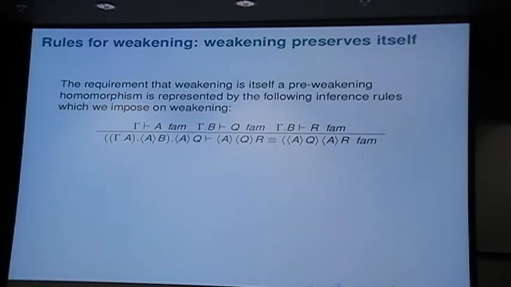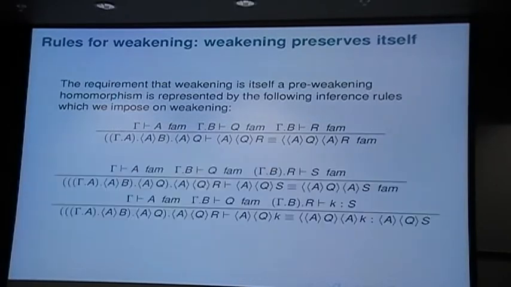That just means that this A here is distributing over the weakening. That's what's going on, right? The A distributes over them. And that's exactly the requirement that weakening is a weakening homomorphism. So there are two more versions of this rule because there's 3 of everything.